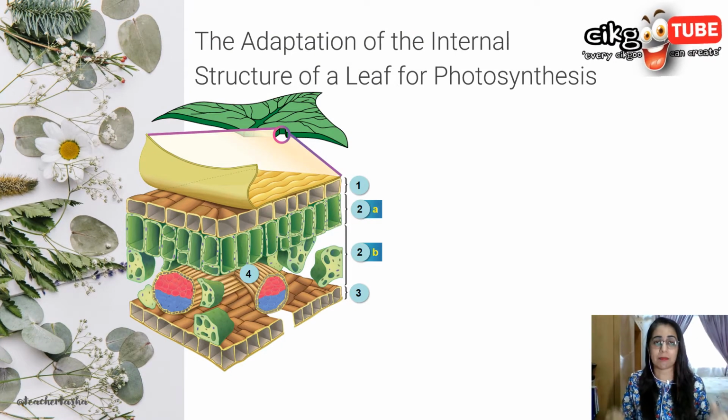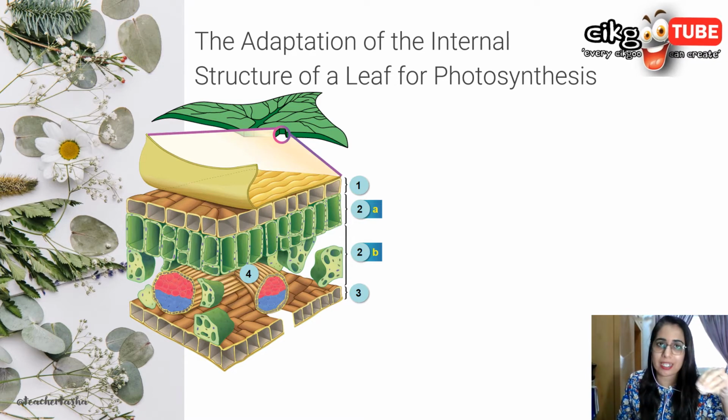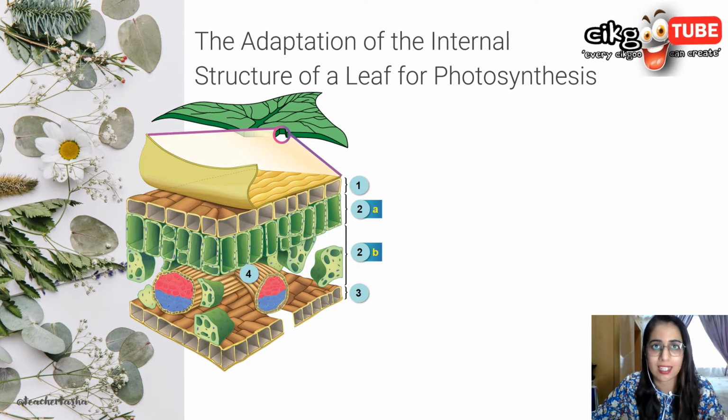Now, the adaptation of the internal structure of a leaf for photosynthesis. The leaf is the main organ where photosynthesis occurs in plants, so it is adapted to optimize photosynthesis through its internal structure. In the leaf, we have stomata. The plant has many stomata on the epidermis, as you have seen in subtopic 2.1.